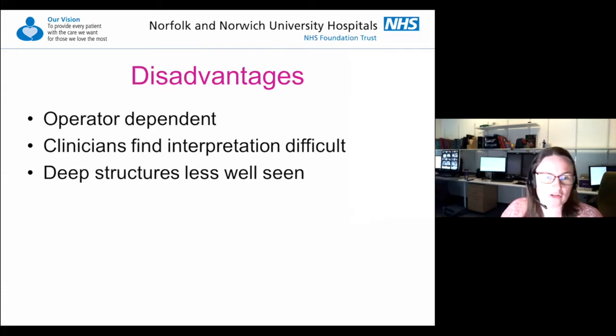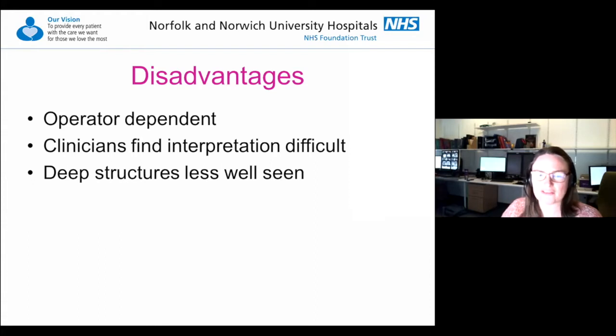Disadvantages are, obviously, it's quite operator dependent, quite different to ultrasound scanning the rest of the body. And there is a bit of a learning curve, so it does take a little while to get to grips with it. And clinicians can find interpretation of ultrasound images quite difficult. I think ENT surgeons are quite used to looking at CT and MRI scans now, but perhaps find it more difficult to look at ultrasound images.